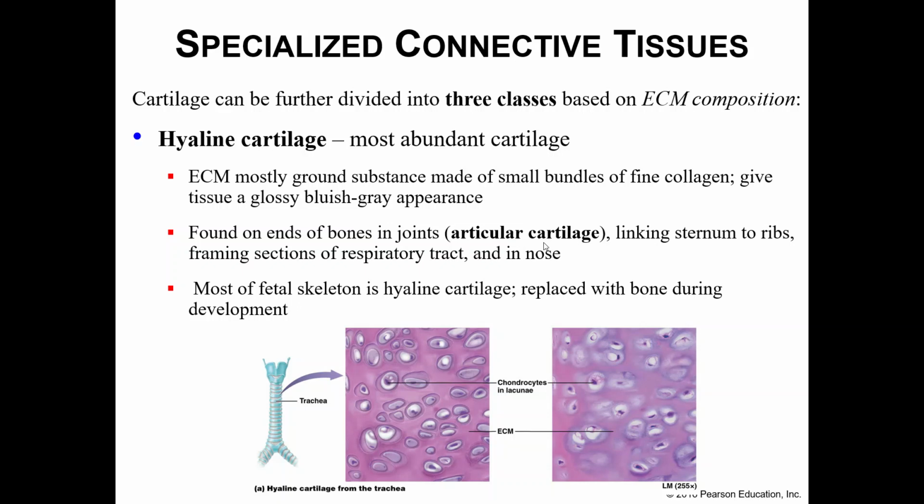So when we start talking about bones and we talk about joints, instead of calling it hyaline cartilage, we are just going to call it articular cartilage. So make sure you keep that term in the back of your mind. This links the sternum to the ribs. Okay. Framing for your respiratory tract, so your trachea. Okay. All of this blue stuff is your hyaline cartilage. And in your nose. Okay. So your nose is hyaline cartilage.